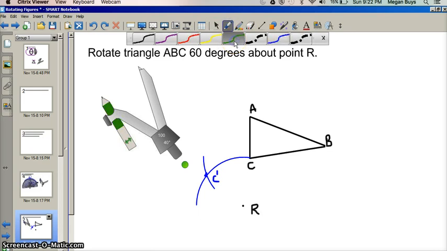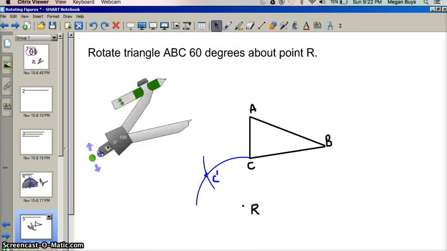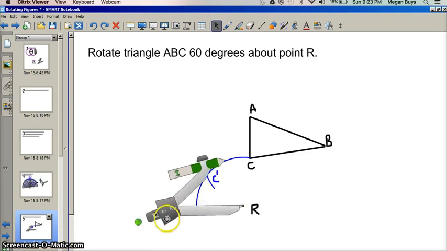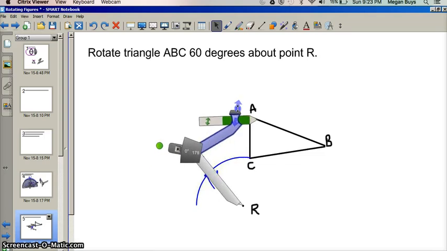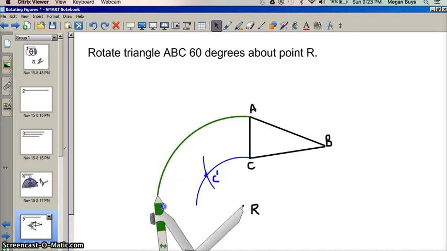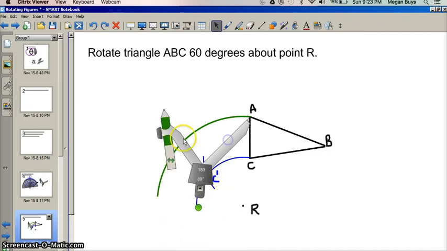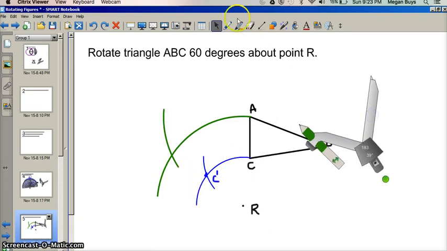I'm just going to change my ink color again, just so I can get a better visual. And now I can measure from R to A. Again, if I picked B, it doesn't change anything. It just changes the order in which I'm getting these points. So I'll stretch out to A here, and to the left, because this is our counterclockwise motion. Then without changing that compass length, slide up on A, and I'm going to mark that intersection as my A prime.